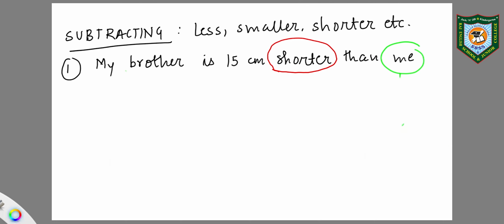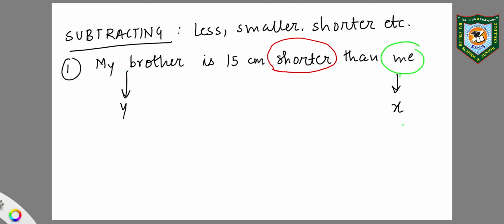So once I have defined this, let's say his height is y, my height is x. Now back to our question. My brother is 15 centimeters shorter than me. We have two unknown variables. I want to try to reduce this to one unknown variable.